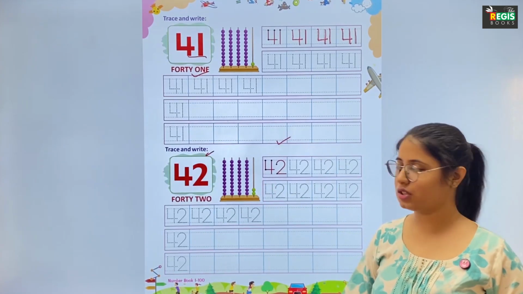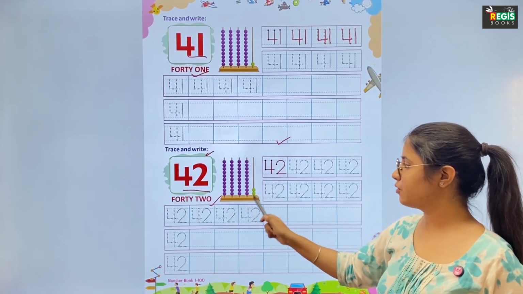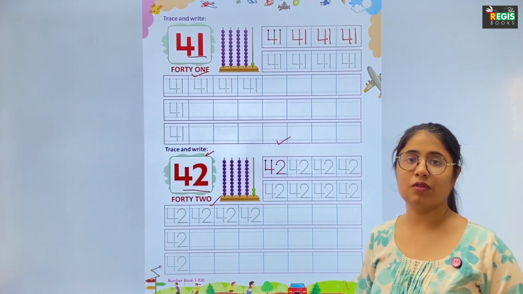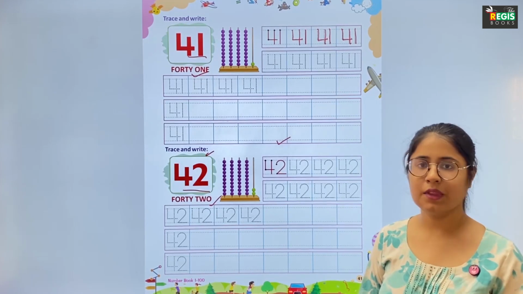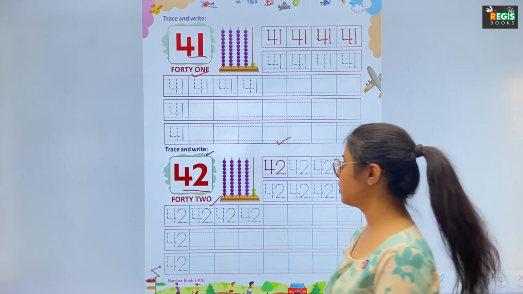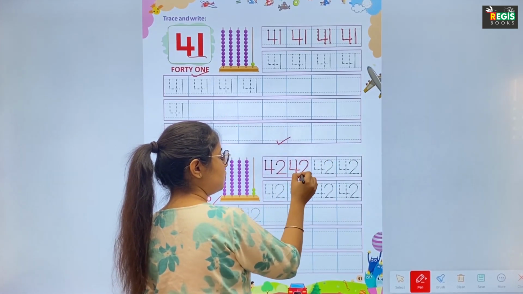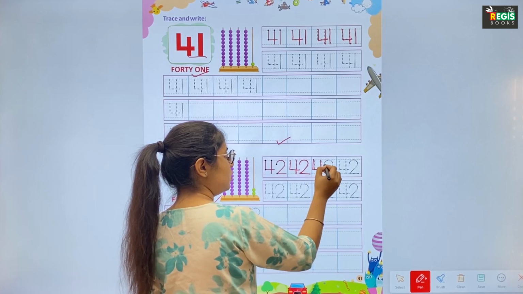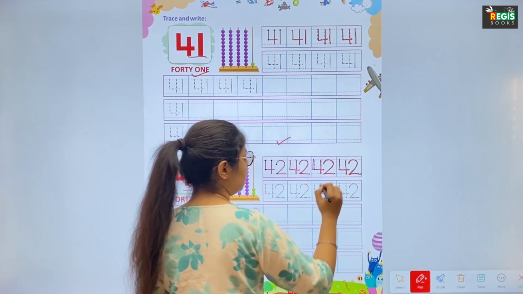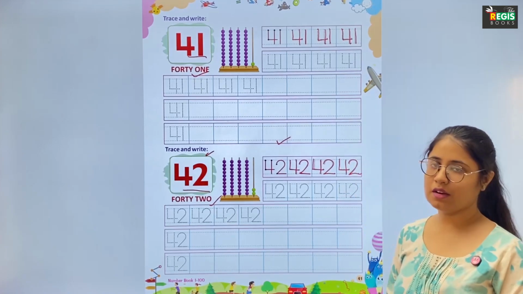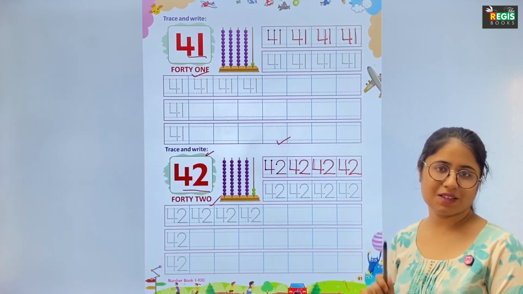Trace and write. 4, 2, 42. These are total 42 balls, and we write the number 42 by writing 4 and 2 together. Let's trace with me. Write 4 first like this, then trace 2. 4, 2, 42. And kids, similarly, you will write the number 42 in the rest of the boxes to practice it.